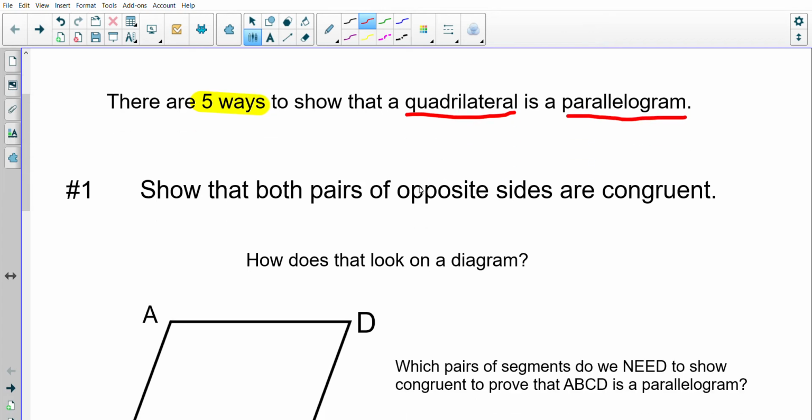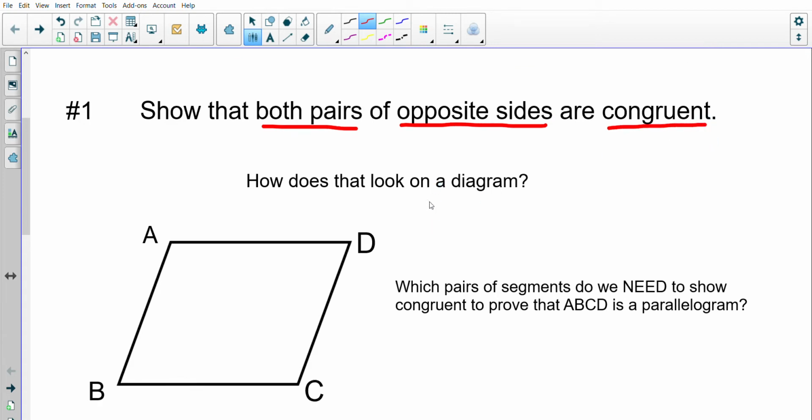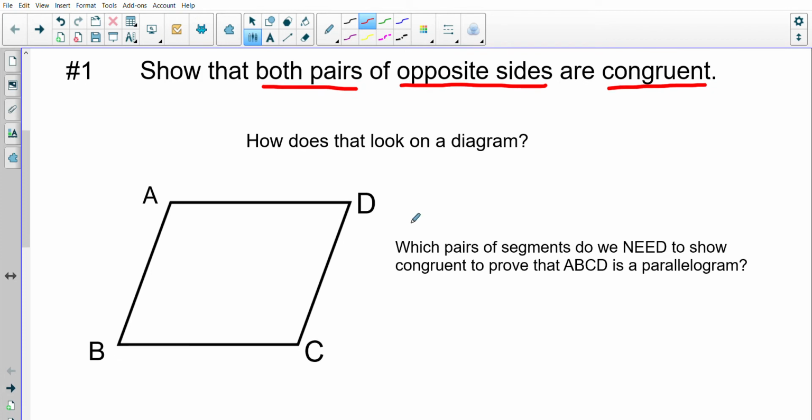So let's go ahead and get to it here. We're going to be making lots of markings and different things on how this will look in a diagram. So here's the first way. We can show that both pairs of opposite sides have the same measure. The question we're going to look at is, how is this going to look on a diagram? Well, let's take a look at this quadrilateral ABCD.